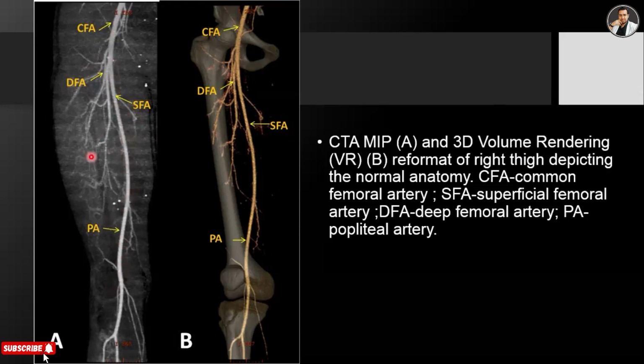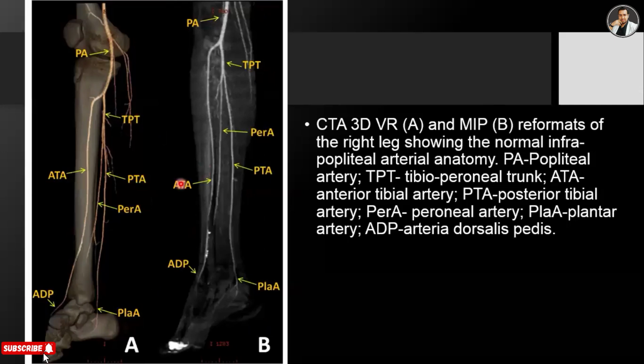This one is the MIP image. This one is the VR with bone. This one is the MIP image and this one is the VR with bone. Both are lateral images. In the lateral view, we can see all the arteries in the tibiofibular region.